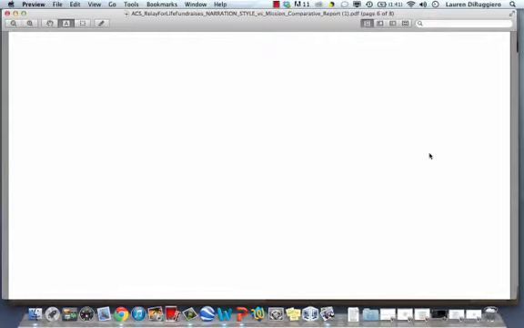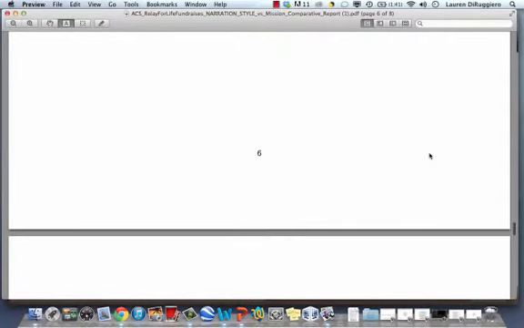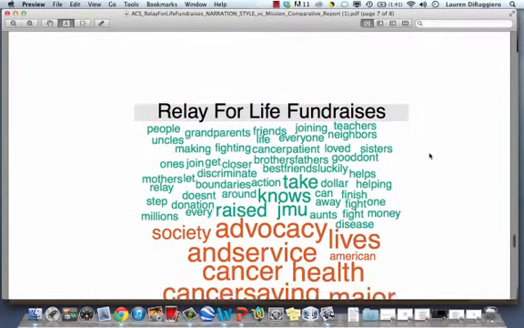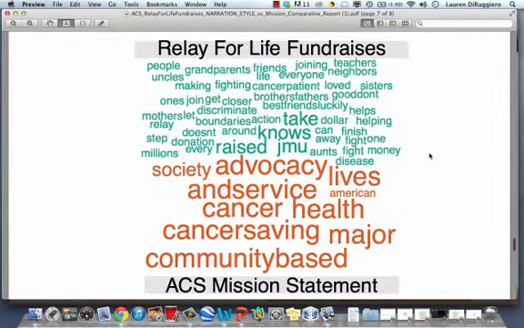Next, I will show you the comparative report between the narration style and the mission statement. And here's the word cloud of words. So as you can see, the mission statement has a lot more positive words: advocacy, service, cancer saving, health, community-based. These are all ideas that I had wanted to get across, but according to this word cloud, did not.